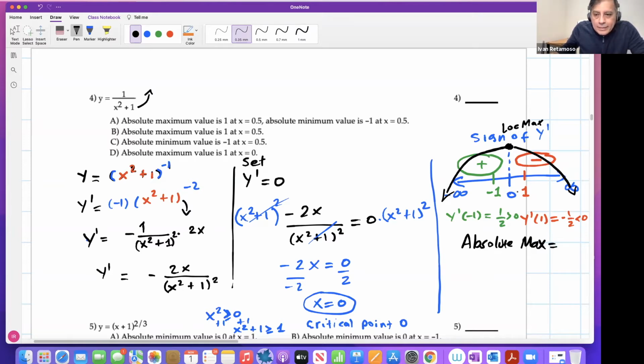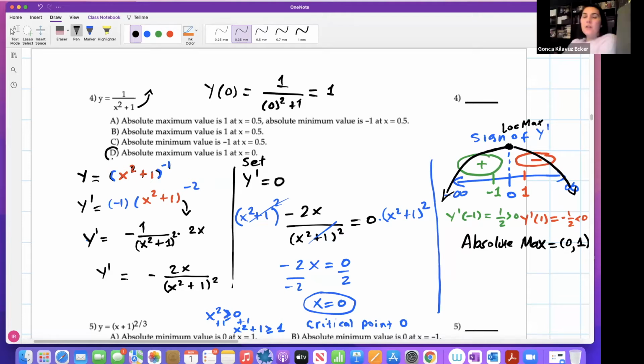So this would be 0, comma, 0 has a partner. When you substitute 0 into the original function, you will get 1 over 0 squared plus 1. This is 0, and 1 over 1 is just 1. So the partner of 0 via the function is 1. So 0, 1 should be the absolute maximum. The absolute maximum occurs at 0, but its actual maximum value is 1. So the absolute maximum is 1 at x equals 0. Very good, excellent.